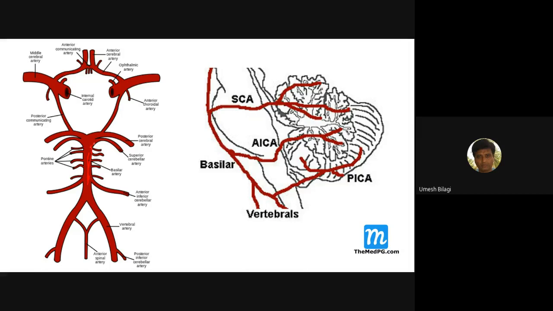This basilar artery comes here and terminally it divides into what? Posterior cerebral arteries. And this branch is superior cerebellar artery. Before terminating into posterior cerebral arteries, it gives off the superior cerebellar artery, which you are seeing here. And this is posterior cerebral artery.